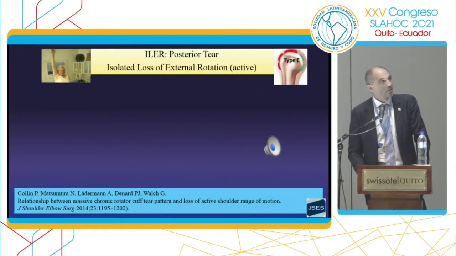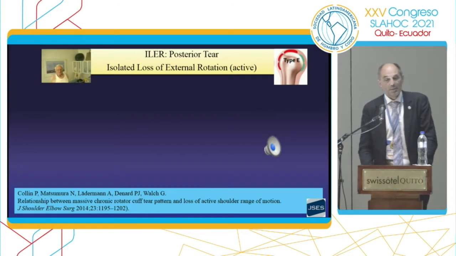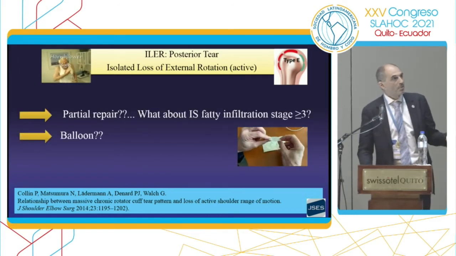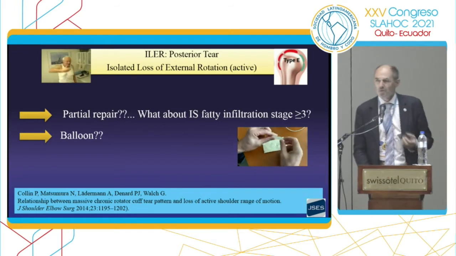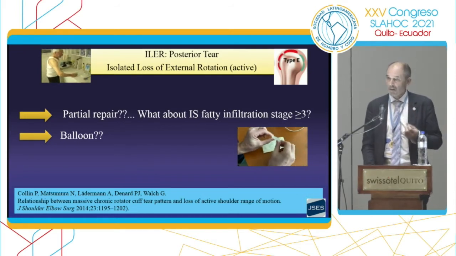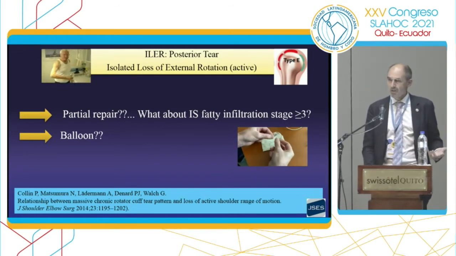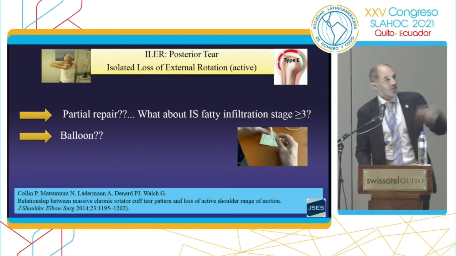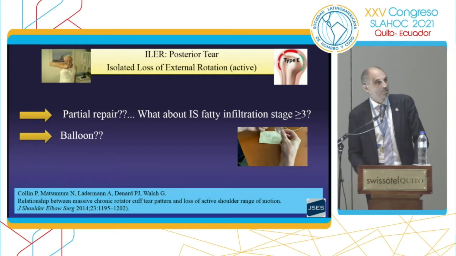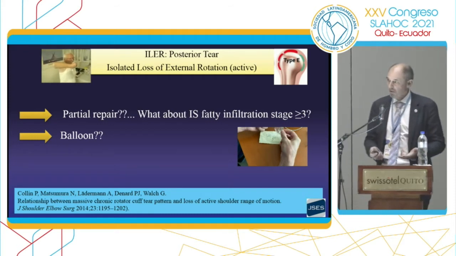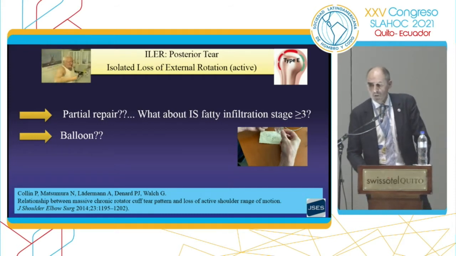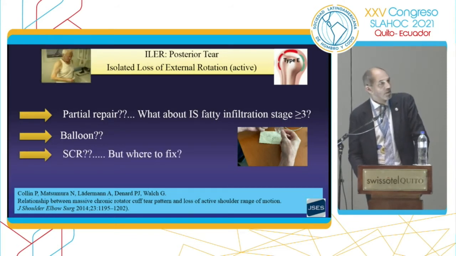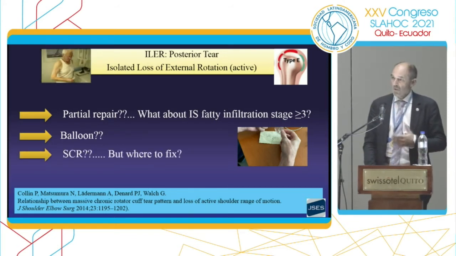In the Eiler, you remember the deficit of isolated loss of external rotation. You can propose a partial repair, but you have a fat infiltration type 3 of your infraspinatus. You can repair the tendon, but why? Because you have no muscle belly behind. Look at the balloon, look at this video. After 1 month, you take the balloon, it doesn't work. So I cannot understand, after 1 month you have no balloon, how it can work after 3 months or 1 year. You talk to me about the SCR.